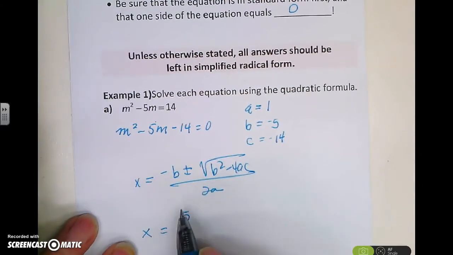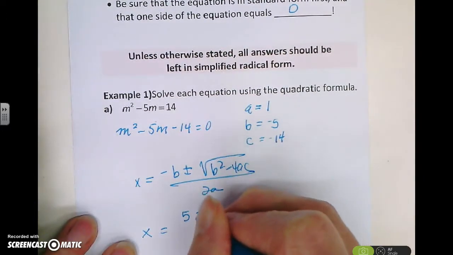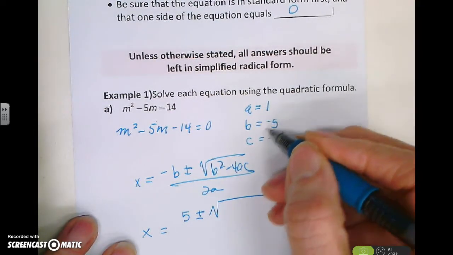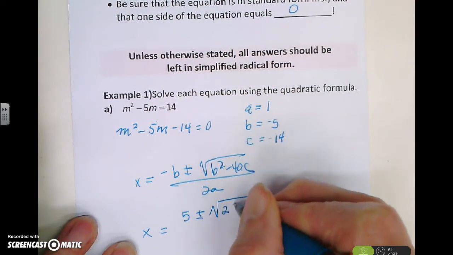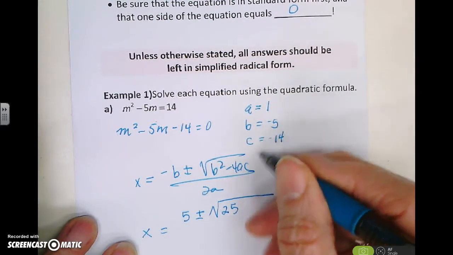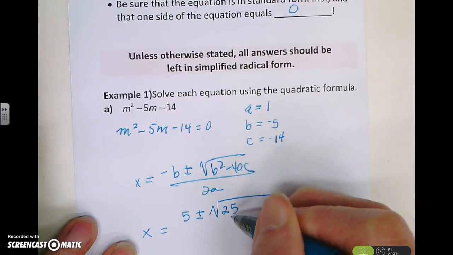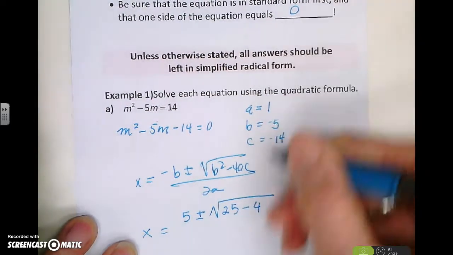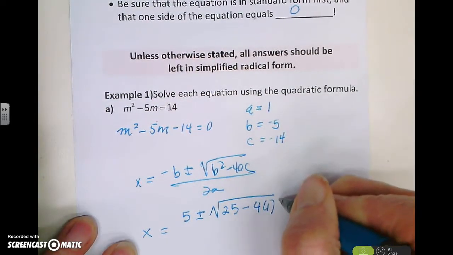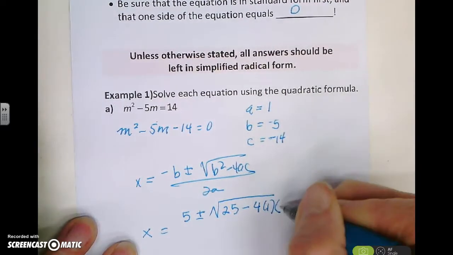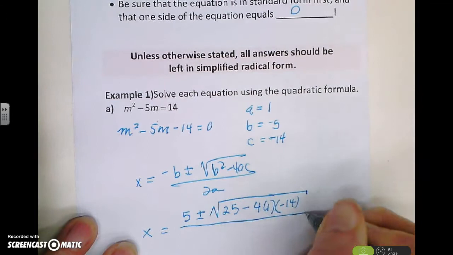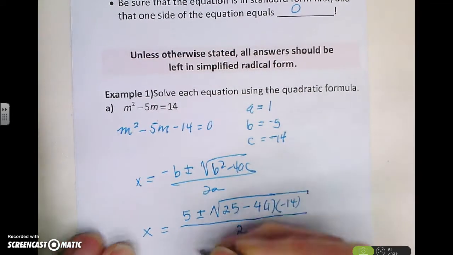So x is going to be equal to positive 5 plus or minus the square root of b squared. So negative 5 times negative 5 is 25. And I like to do that in my head before I write it down. And then minus 4 times a, which is 1, times c, which is a negative 14. And it's all going to be over 2 times a, so 2.